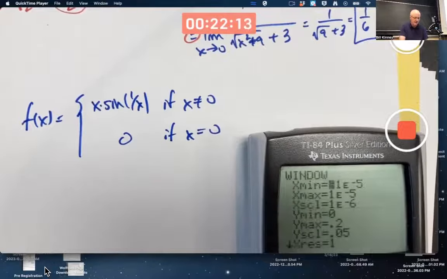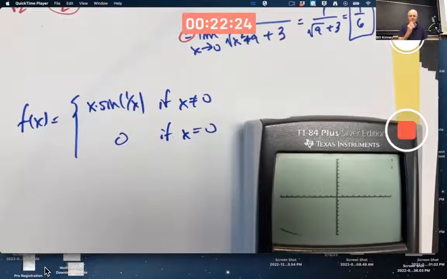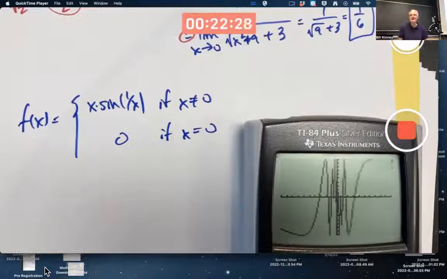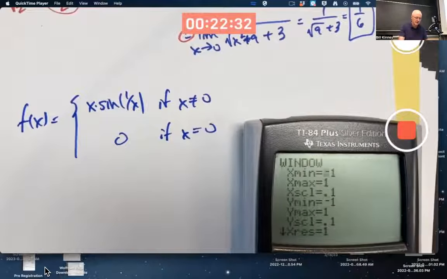I'm plotting it near 0. Let's go out a little bit first. I'd want y to go from -1 to 1 as we saw before. This is just sort of hinting at the possibility of infinitely many oscillations. It's not proving it, though it's making it more plausible the closer we go into 0, because the oscillations seem to get wilder and wilder.